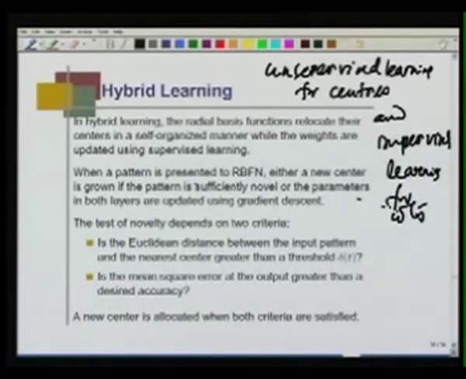When a pattern is presented to RBFN, either a new center is grown if the pattern is sufficiently novel, or the parameters in both layers are updated using gradient descent. The test of novelty depends on two criteria: is the Euclidean distance between the input pattern and the nearest center greater than a threshold, and is the mean square error at the output greater than a desired accuracy. A new center is allocated when both criteria are satisfied.